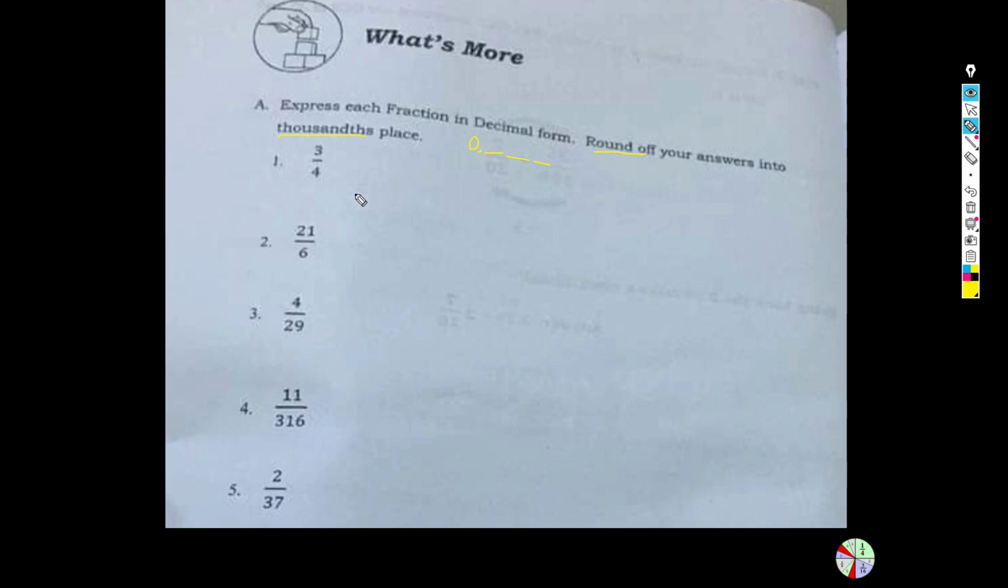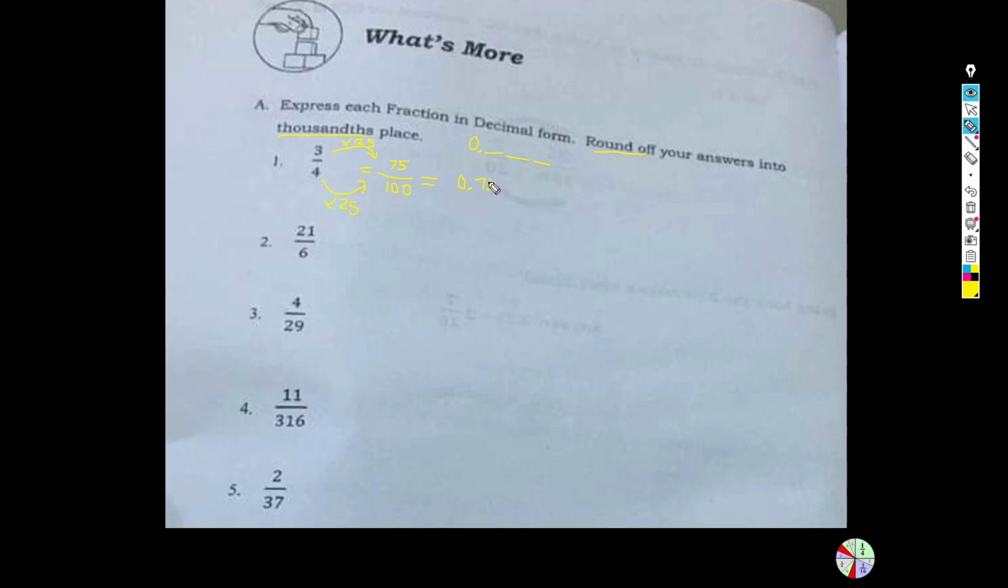Number 1, express each fraction in decimal form. Okay, number 1, it's 3/4. So how do we answer this one? We just multiply 4 by 25 to make it 100. Also, the top number, multiply it with 25 also. It should be the same. So we will have here 75 over 100, which is just equals to 0.75.